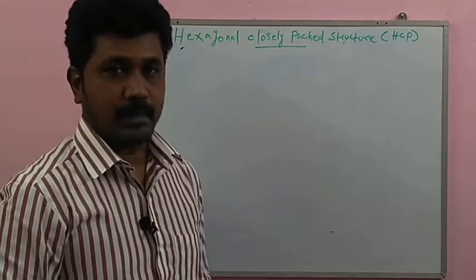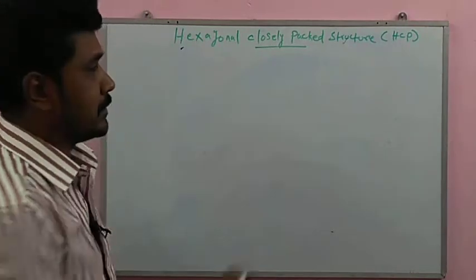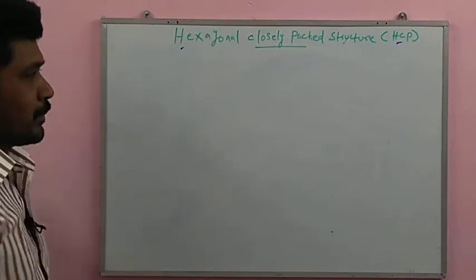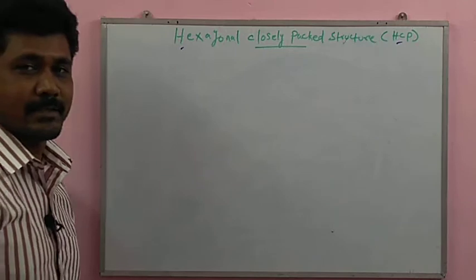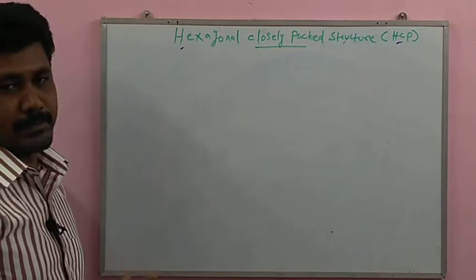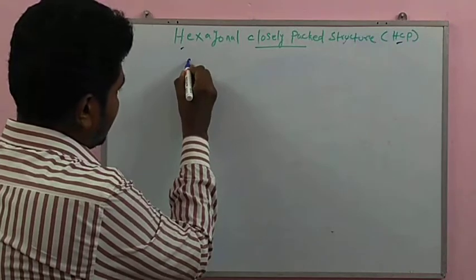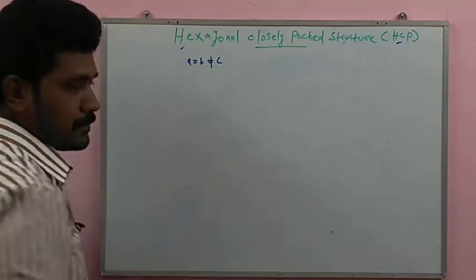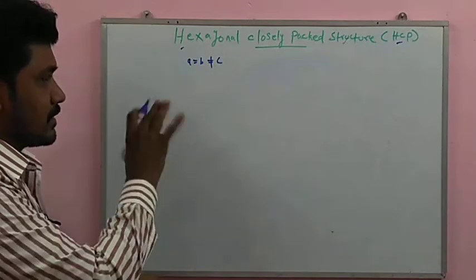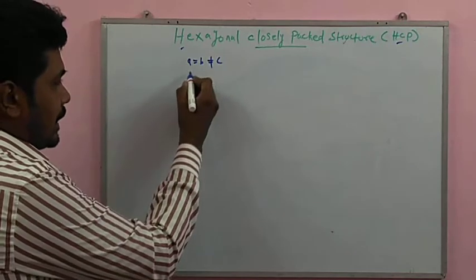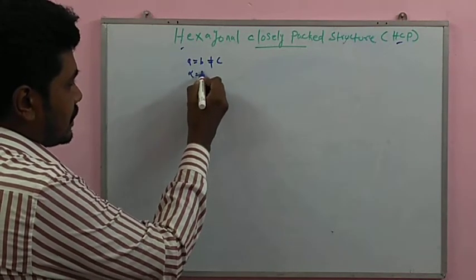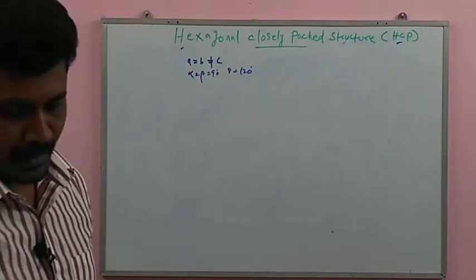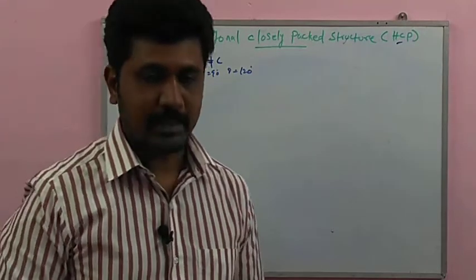Hexagonal closely packed structures, the short form is HCP. You know what the parameters of HCP are? That means the axial distances and interplanar angles. The axial distance values are a equal to b, not equal to c. Understand, that is the parameters for axial distance. Then the interplanar angles: alpha is equal to beta equal to 90 degrees and gamma is equal to 120 degrees. So those are the parameters of the hexagonal structures.